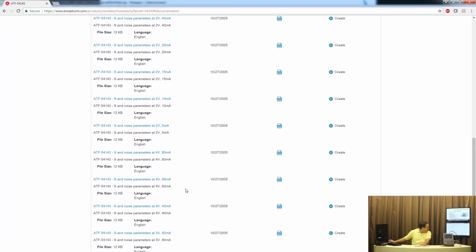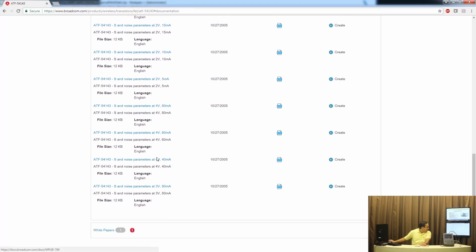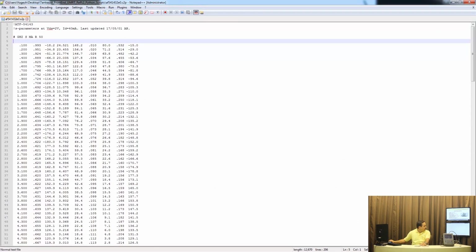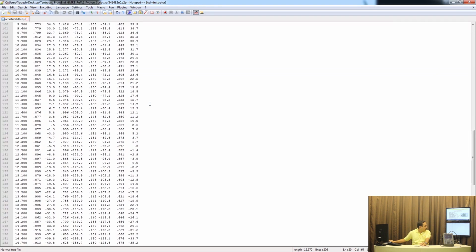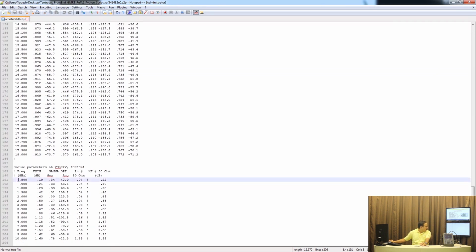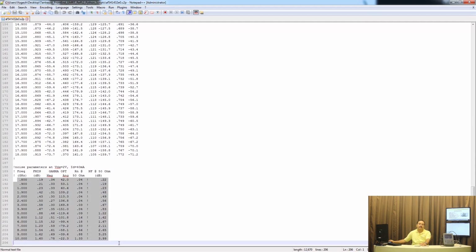So let's check that it's somewhere available here. Data for S and noise parameters at drain source voltage of 4 volt and drain current of 40 milliampere. You could download this data and save it on your desktop, and if you look inside that data, what you will find is basically the frequency and the S parameters of the transistor. At the end of the file, let me go down, you will also find the noise parameters of the transistor.